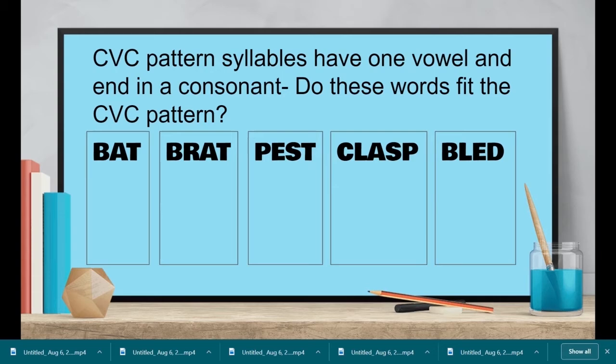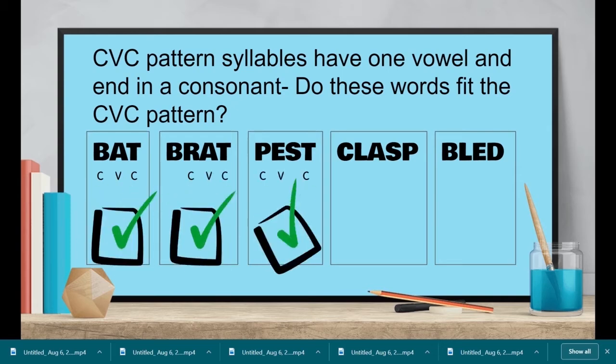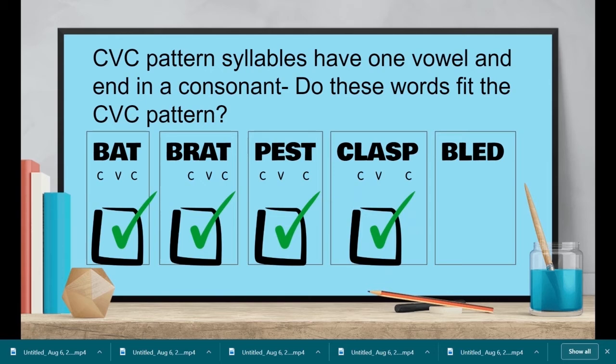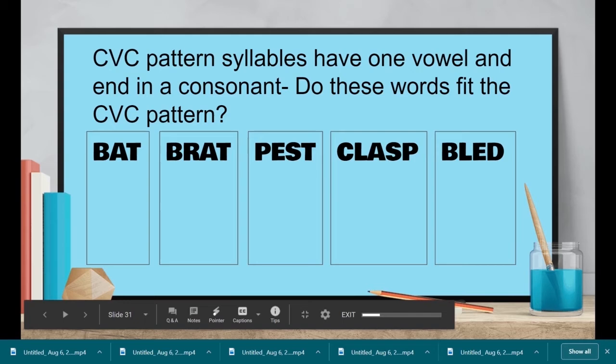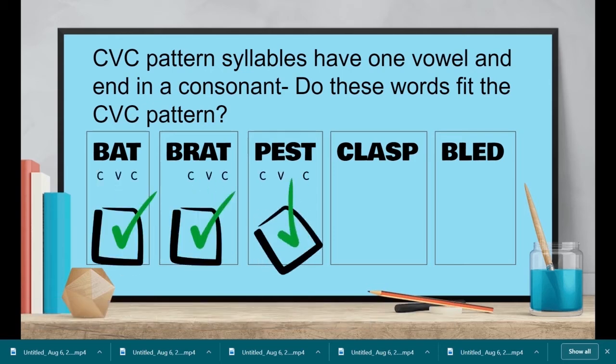Okay, so here are some words, and all of these words fit the pattern. Some of them have 3 letters, some have 4, some have 5. Some have 2 consonants in the front and 2 consonants in the back. The number of consonants is not what's important. What's important is the number of vowels and that it ends in a consonant, because that tells us that the vowel will make a short vowel sound.